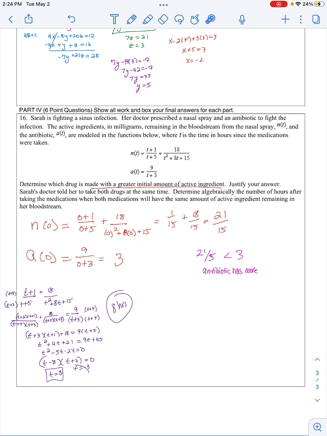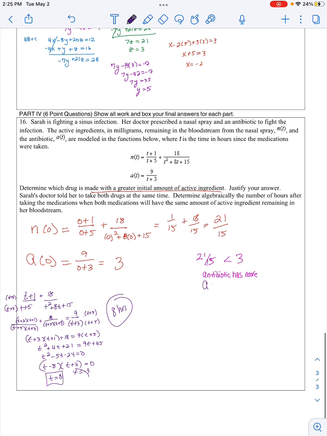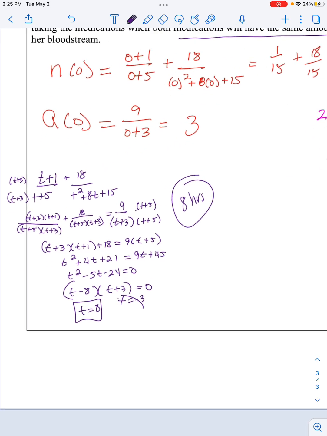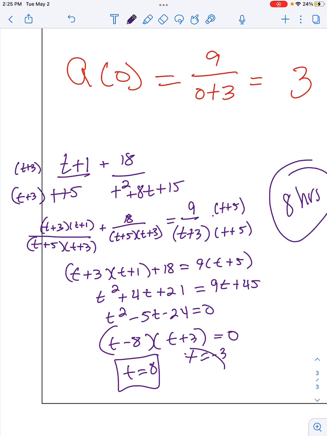So as we can see, 21/15 is less than 3. So the antibiotic has more active ingredient in the beginning. Okay, so now what we're going to do is we want to see when both medications will have the same amount of active ingredient. So we're going to set them equal to each other.